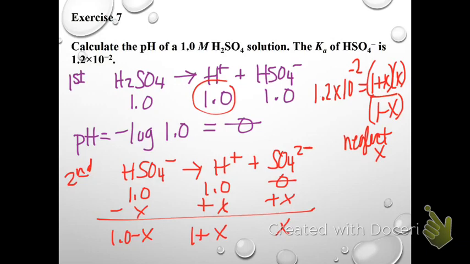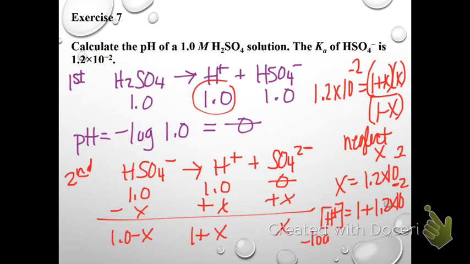And we have a fairly high concentration of 1. So when I do that, x is equal to 1.2 times 10 to the negative 2. Now my total hydrogen concentration is 1 plus 1.2 times 10 to the negative 2. So now I would take the negative log of 1.012, and guess what that's equal to?